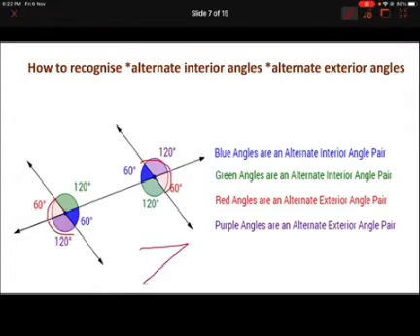Look for Z shape children. Please look for Z shape. Interior, you have interior alternate angles. Outside you have alternate exterior angles. You can see exterior angles, this is one pair and this is another pair. I hope that's clear. Okay, so that's how you recognize alternate angles: for corresponding angles look for F shape, and for alternate angles look for Z shape. Clear?